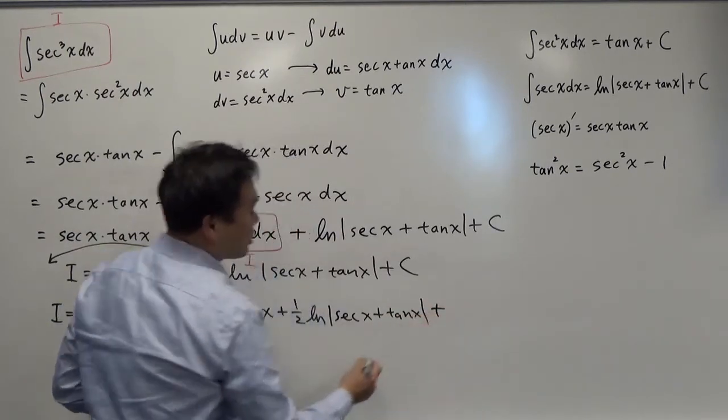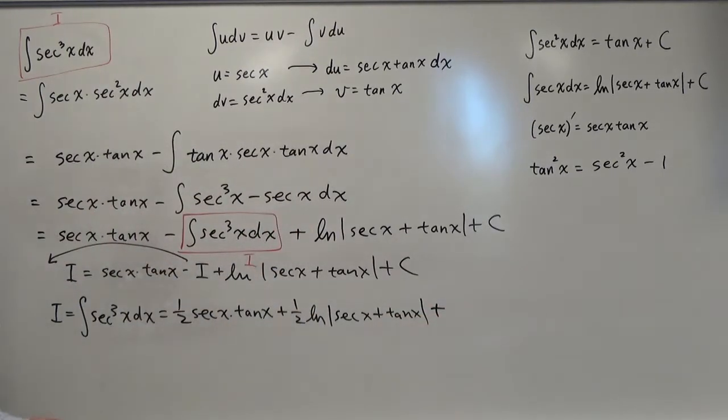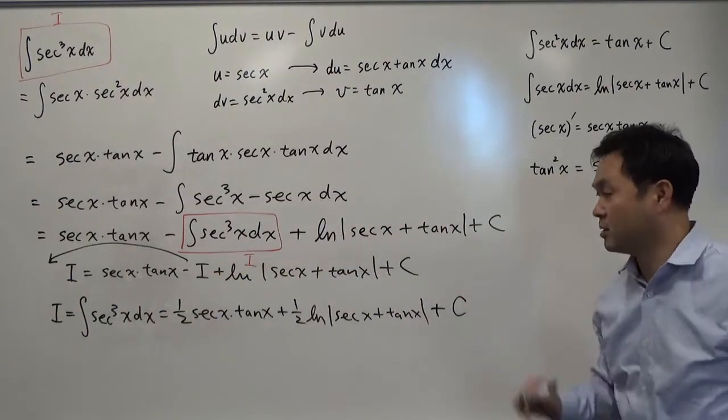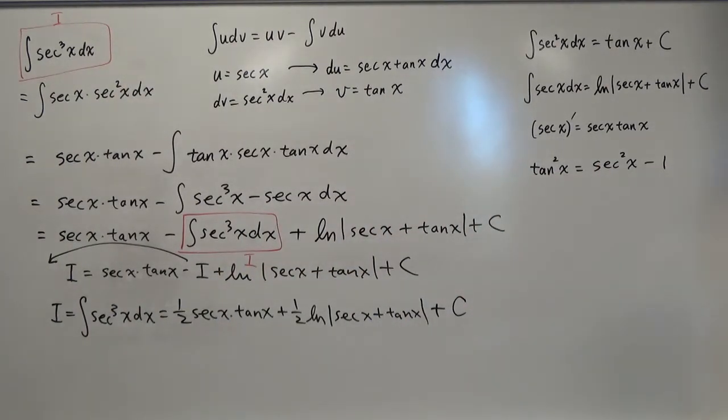And then you also have to write c over 2, but c is any constant, so you don't have to write 1/2 c, you can just write c. And that's the answer for the integral of secant cubed of x.